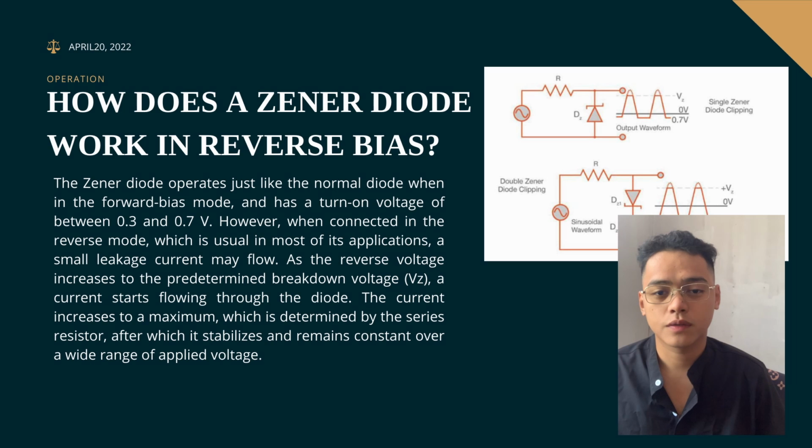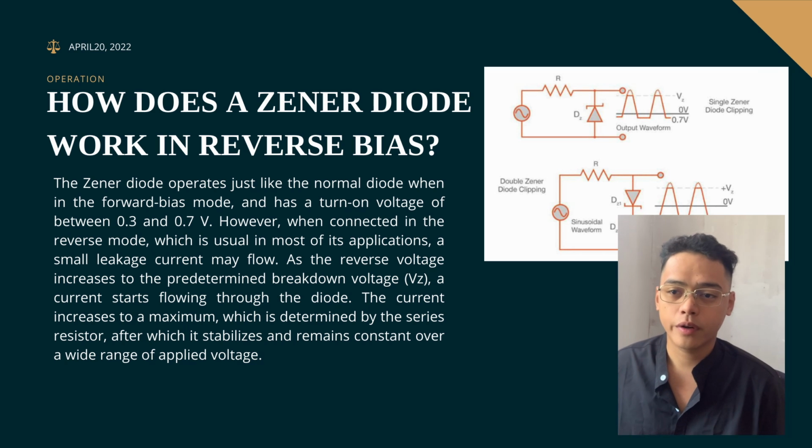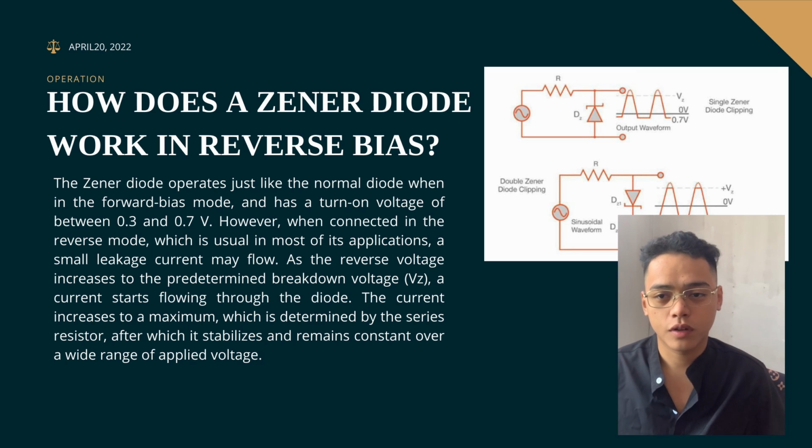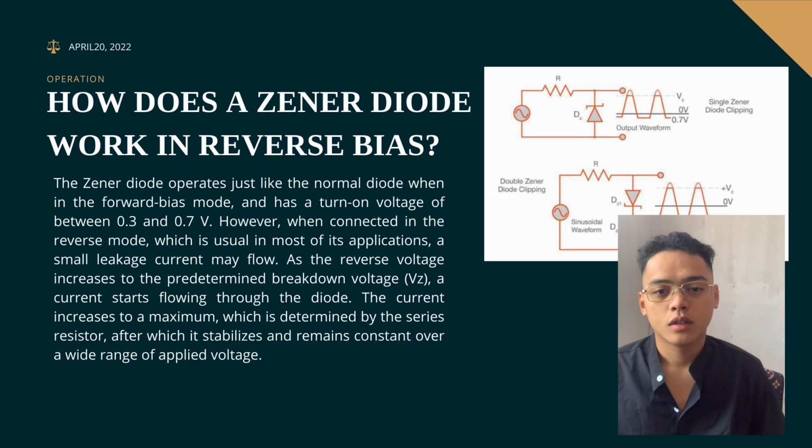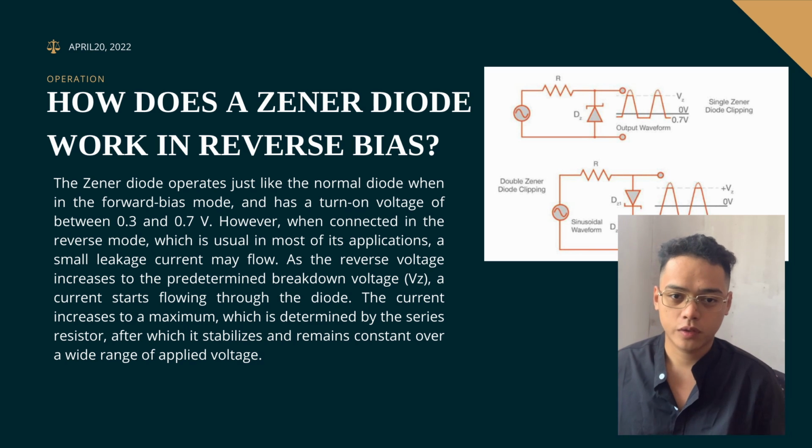I'm going to discuss how a Zener diode works in reverse bias. First of all, the Zener diode operates just like a normal diode when in forward bias mode, and has a turn-on voltage between 0.3 and 0.7 volts. However, when connected in reverse mode, which is what most of its applications use, a small leakage current may flow, or sometimes there is no flow or reading, because the anode is positive and the cathode is negative.